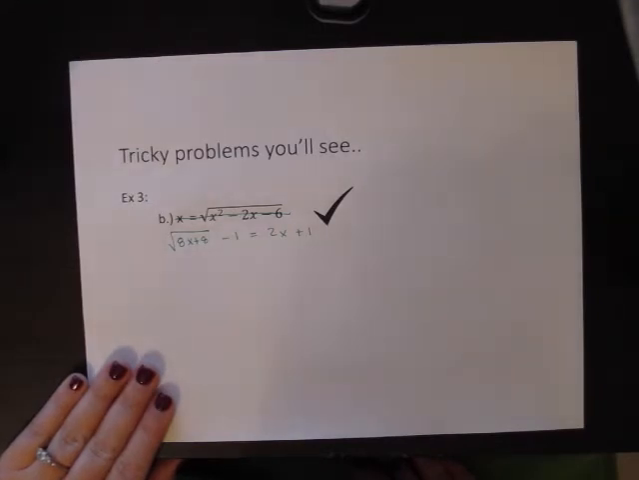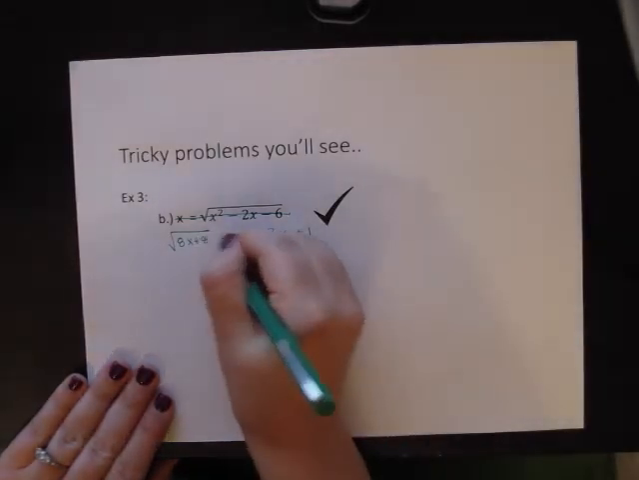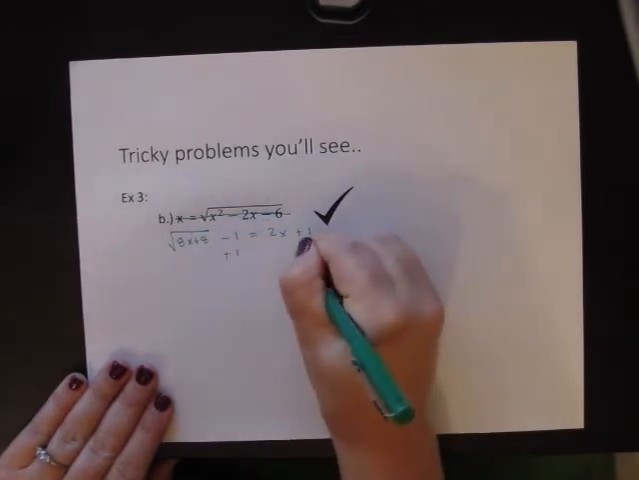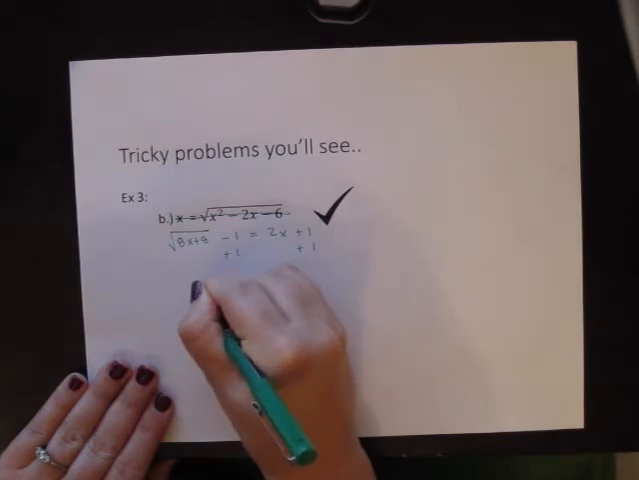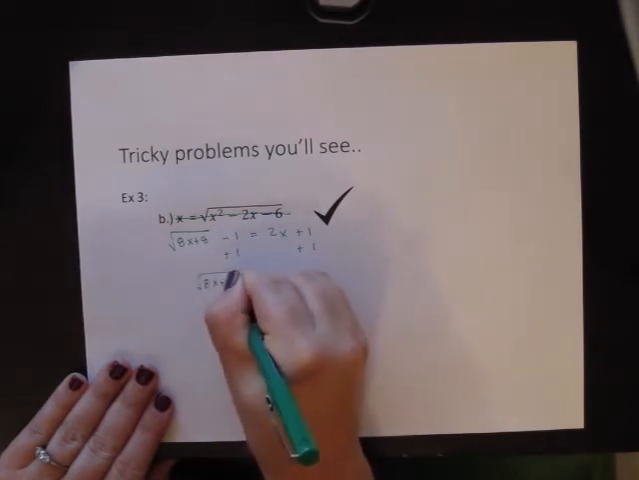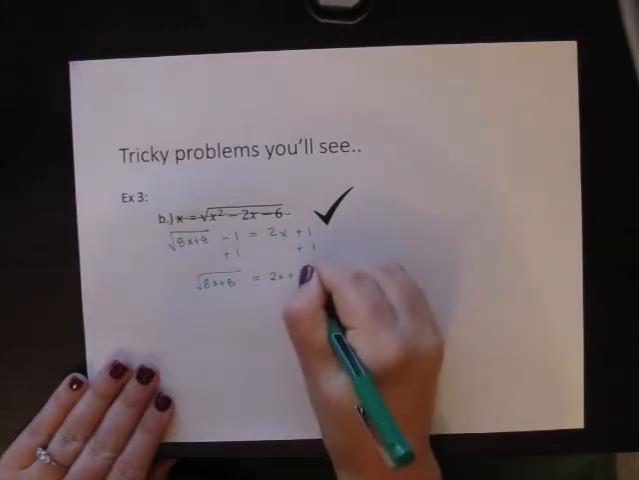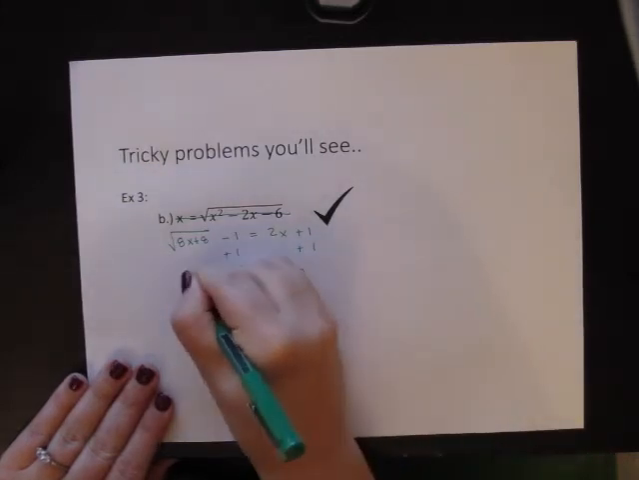So step 1, we have to make sure and isolate the radical. So this is subtracting with the square root, it's minus 1, so we have to add 1 on both sides. So we get the square root of 8x plus 8 equals 2x plus 1 is 2. Step 2 is we have to square both sides.